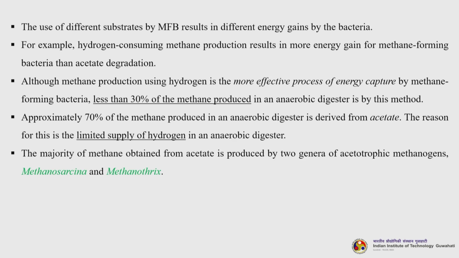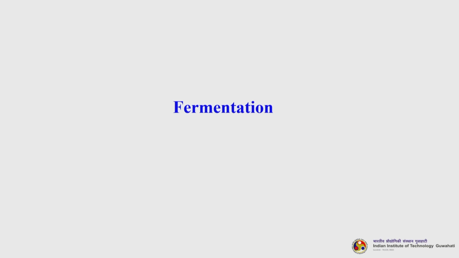Approximately 70% of the methane produced in an anaerobic digester is directly derived from the acetate pathway. The reason for this is the limited supply of hydrogen in an anaerobic digester. So, the majority of the methane obtained from acetate is produced by 2 genera of acetotrophic methanogens, that is Methanosarcina and Methanothrix.